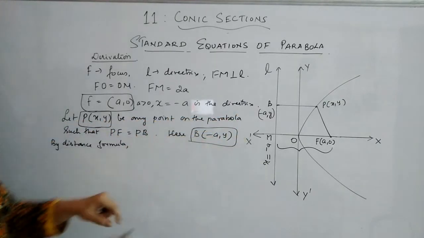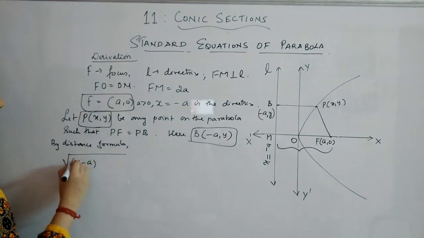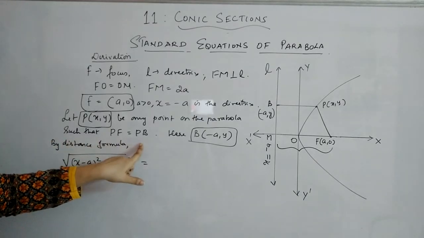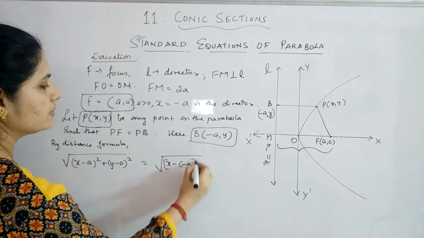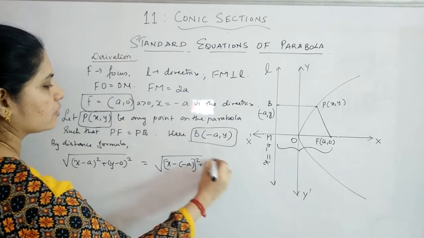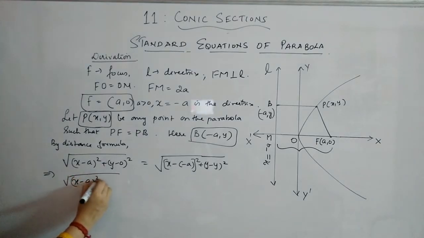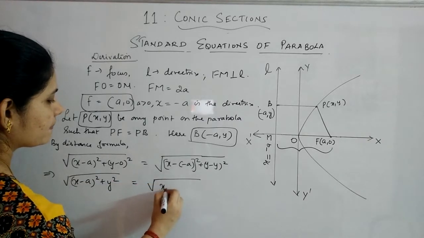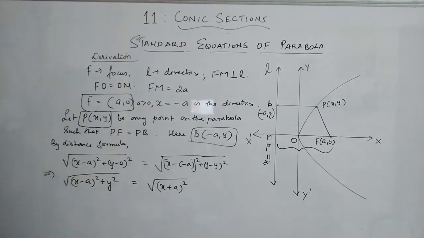PF means, you just see there, x minus a the whole square. So root of (x minus a) the whole square plus (y minus 0) the whole square is equal to, what will be PB? Root of (x minus a) the whole square plus (y minus y) the whole square, right? So here you are getting root of (x minus a) the whole square plus y square is equal to root of (x plus a) the whole square. The remaining will be 0, y minus y is 0.